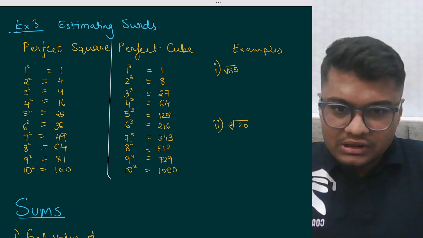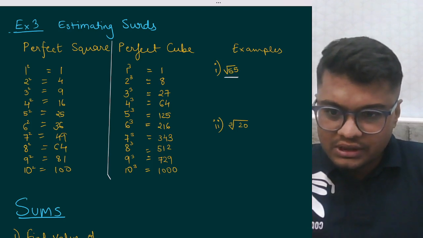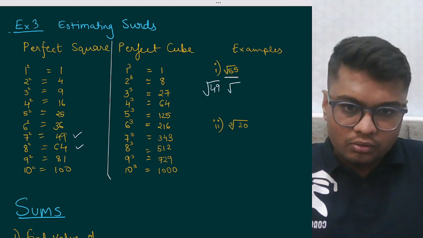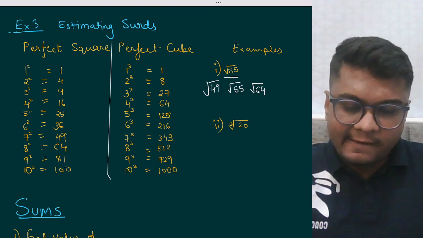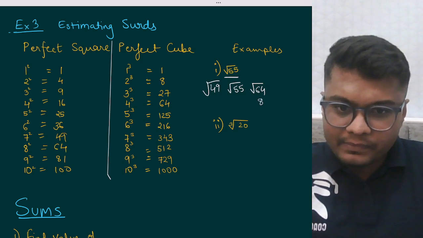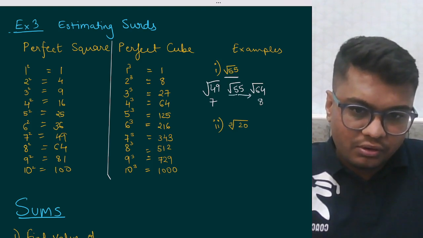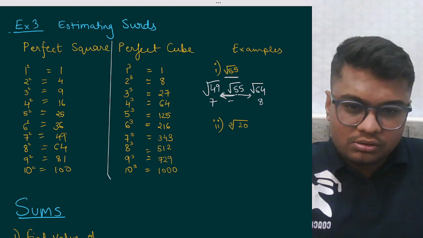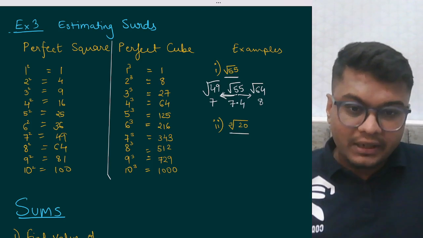So, we have to see 55 comes between which two roots. So, we come over here in the perfect square section, it is between 49 and 64. So, root of 49, root of 55, and then we have root of 64, right? Now, who's closer? 64 is a root of 8, 49 is a root of 7. Now, 55, is it closer to 64 or is it closer to 49? I believe it is closer to 49, so it is somewhere in the middle, so we write it as approximately 7.4.